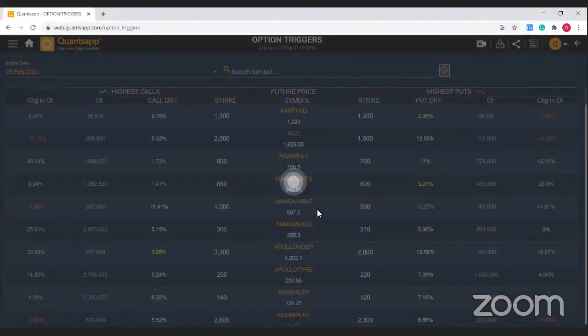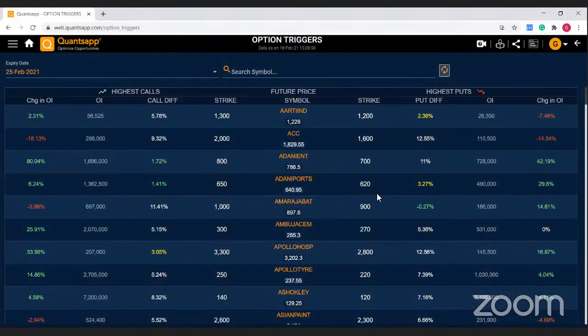So this is how you can use the option triggers. I hope the demonstration of this particular tool is going good till now. And if you are understanding how you can use this tool, please comment on the chat box so I will be able to know that.